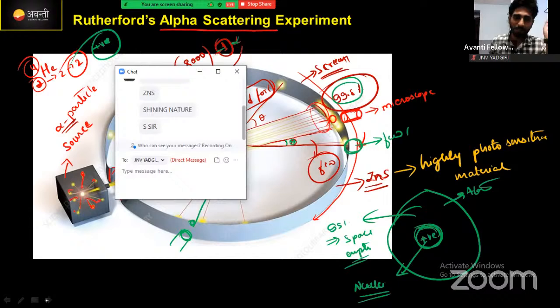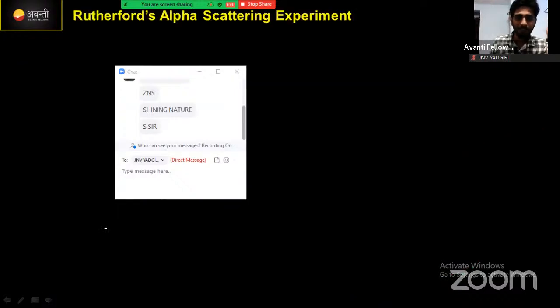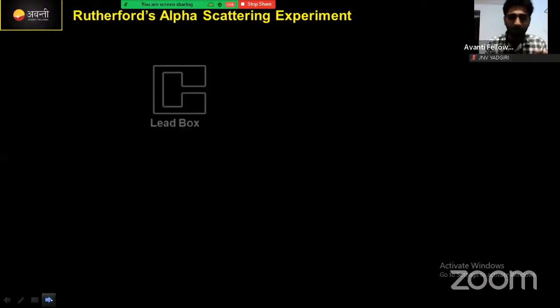Yes. We'll move to the next slide. Look here, this is the lead box that was used.